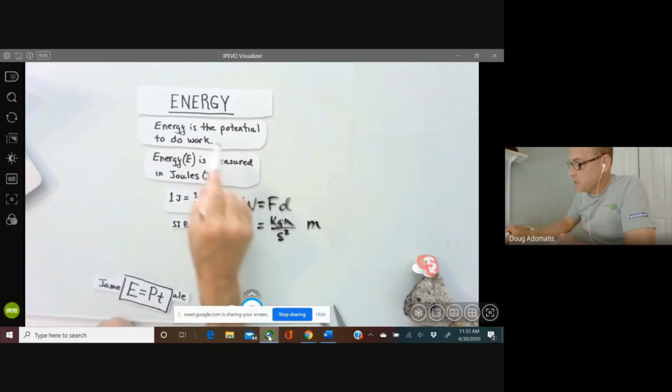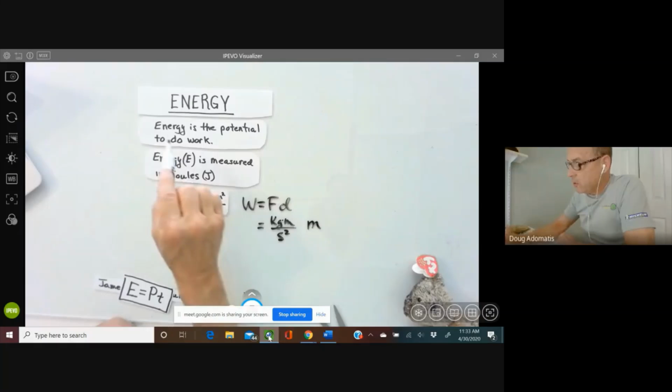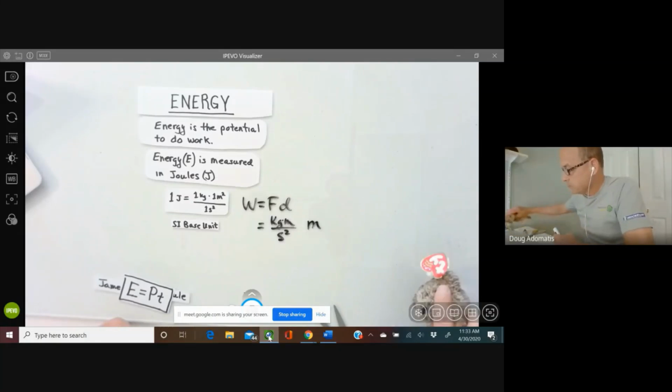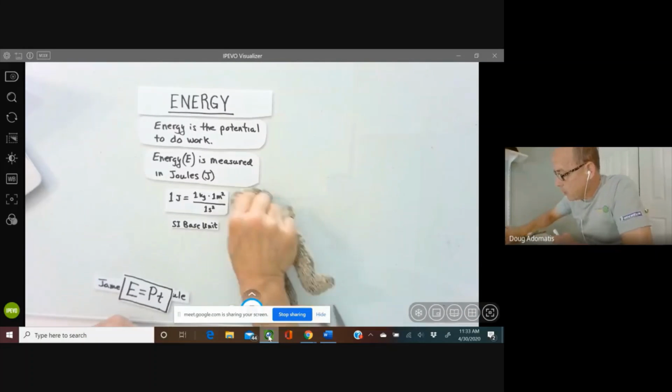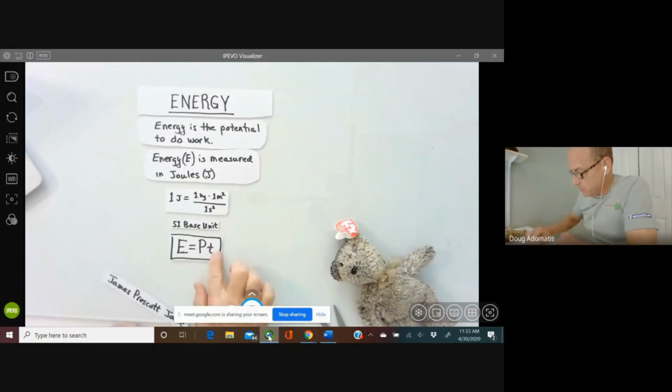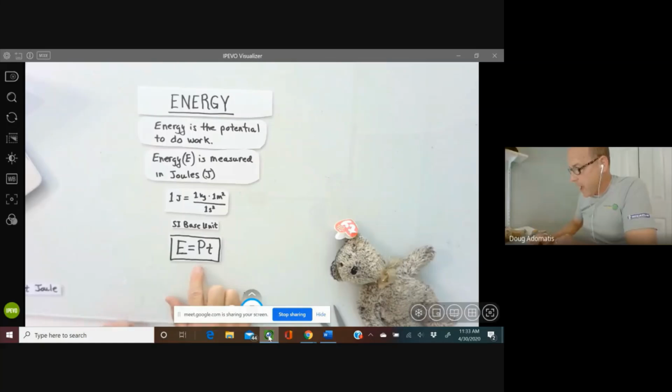So energy is the potential to do work. Energy and work are measured in the same units. They're measured in joules. And this is how you see that those units are related. They are a standard base unit. Okay. All right. So here is your boxed equation for energy. It can be determined by the rate of energy flow, power, times the amount of time that energy is flowing. That's how much energy you're going to have, right?